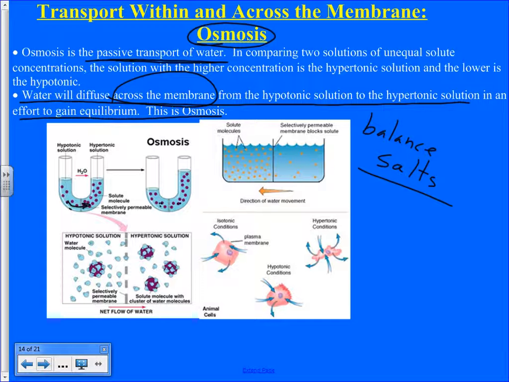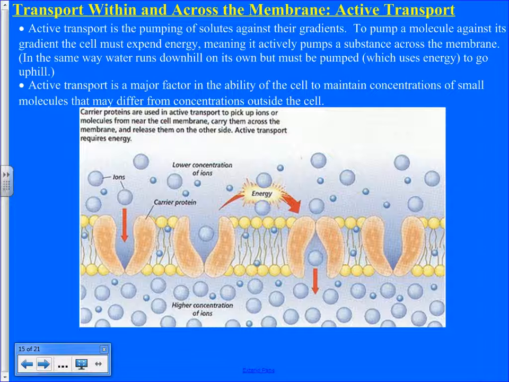So we're going to cover the big three. Maybe we'll get through the big three today. The big three are diffusion, osmosis, and active transport. Diffusion and osmosis were passive. Active transport requires energy from the cell. So that's the big thing.